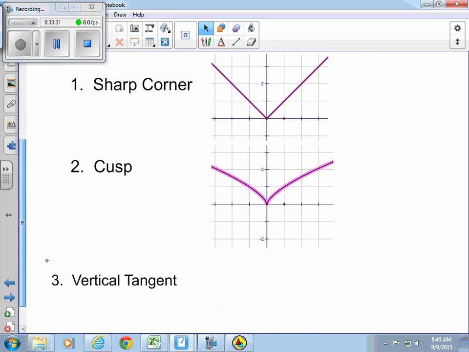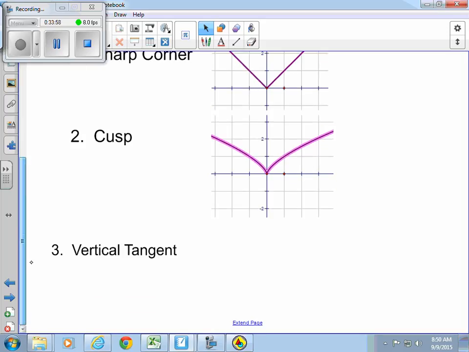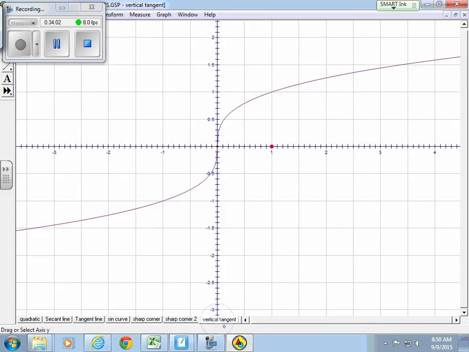A cusp is an identical reason. A cusp is a sharp corner. It just is a little different picture. A sharp corner can be any time the slopes change instantly like that. A cusp makes this little curve thing. At the cusp, the derivative is undefined. And the last one is at what's called a vertical tangent.